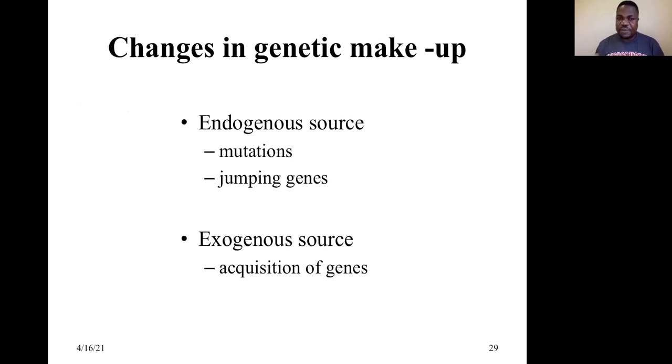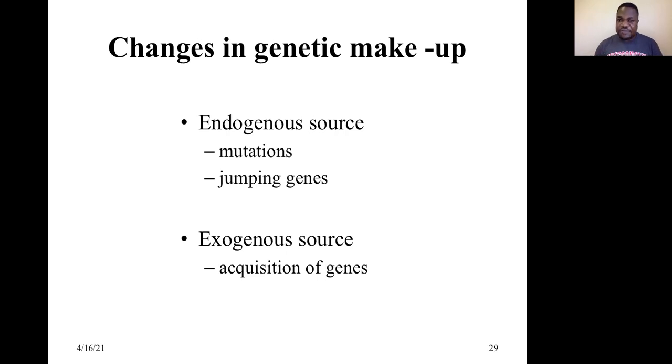If it happens from endogenous sources, it means that from the bacteria's genomic DNA itself, you can have either mutations or what we call jumping genes. A jumping gene is a piece of a gene that is able to jump from one place to another. So they can also cause diversity. So diversity can happen as a result of mutations or as a result of the effect of jumping genes, okay?